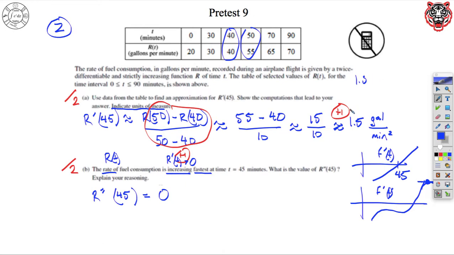So you have to draw a graph? You have to think of the graph in your head or think about what it means to increase fastest. Increase fastest means if I'm looking at the graph of f prime, you'll have some CV at time equals 45. Some slope equal to 0.